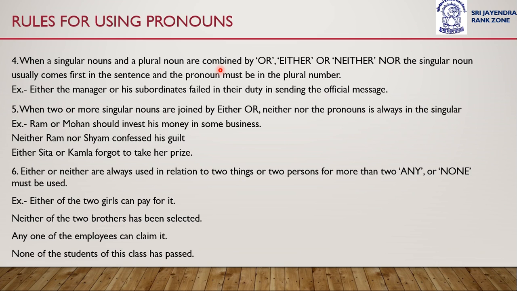If the number of students would have been 2 or less, then neither or either could have been used. Alright. Rule number 6 is clear to you. Either or neither are always used in relation to two things or two persons. For more than two, any or none must be used. Alright.